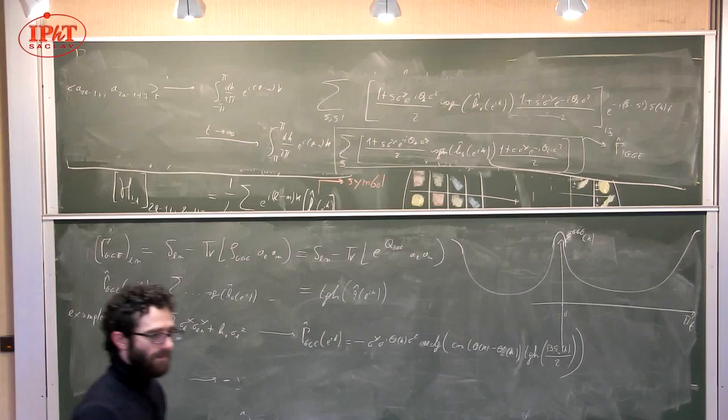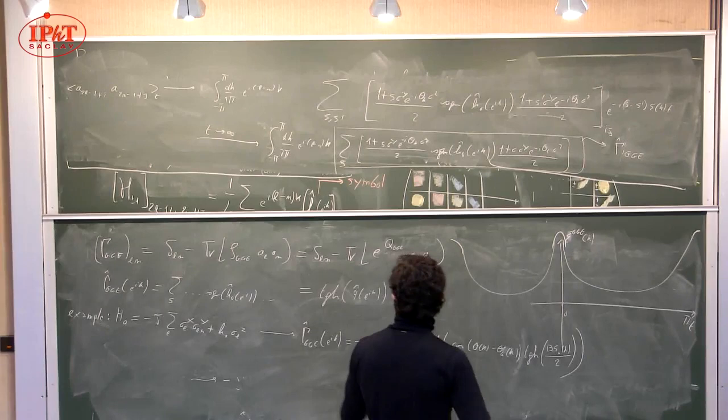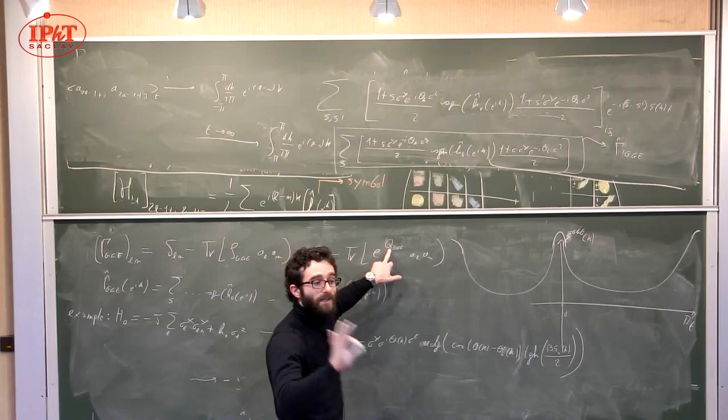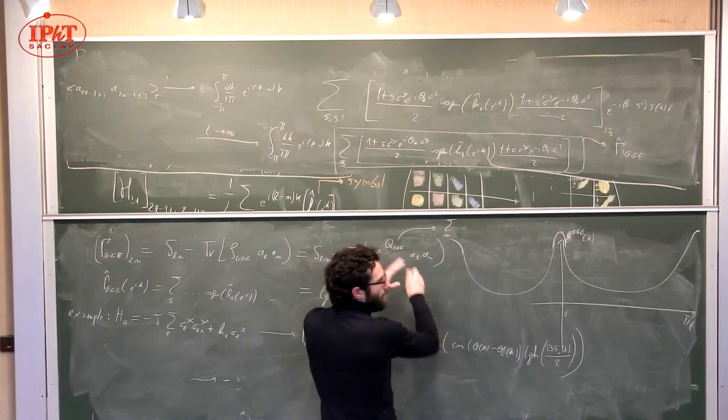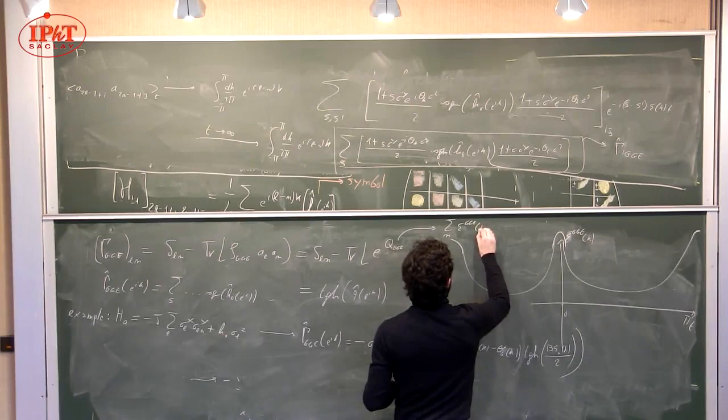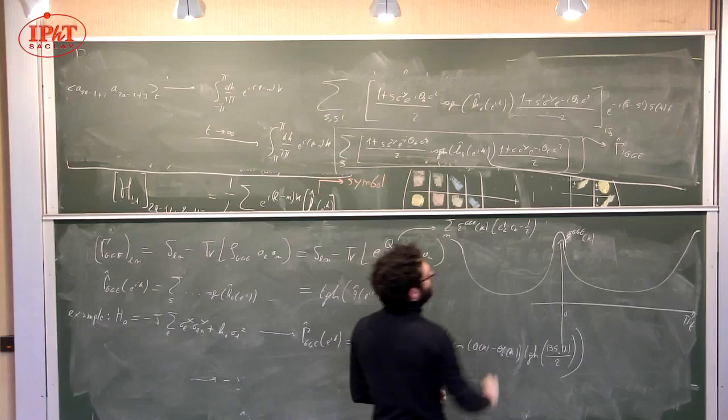Can you briefly say again what's the quantity you plotted, this epsilon? Oh yes, of course. Okay, this Q_GGE is a quadratic operator, so you can diagonalize it. If you diagonalize Q_GGE, then you find some fermions you define, and then in the end it will be equal to epsilon_GGE of k, and then here you have some fermions, c_k dagger c_k minus 1/2, and this is the dispersion relation.